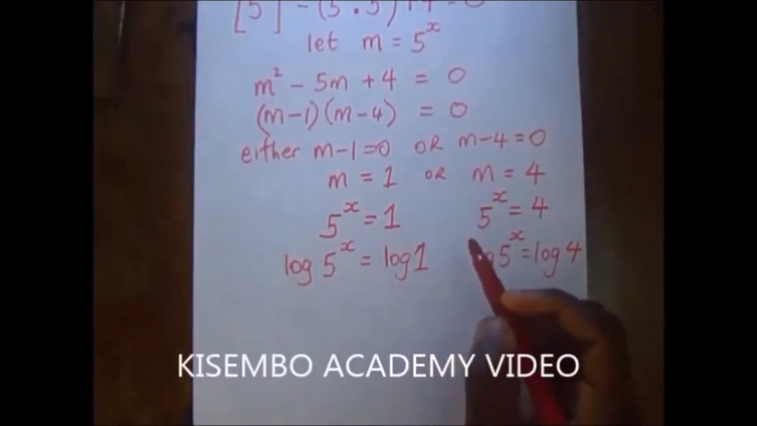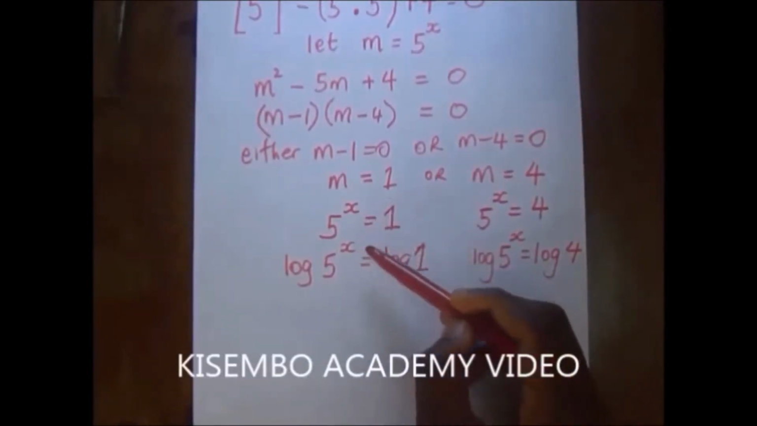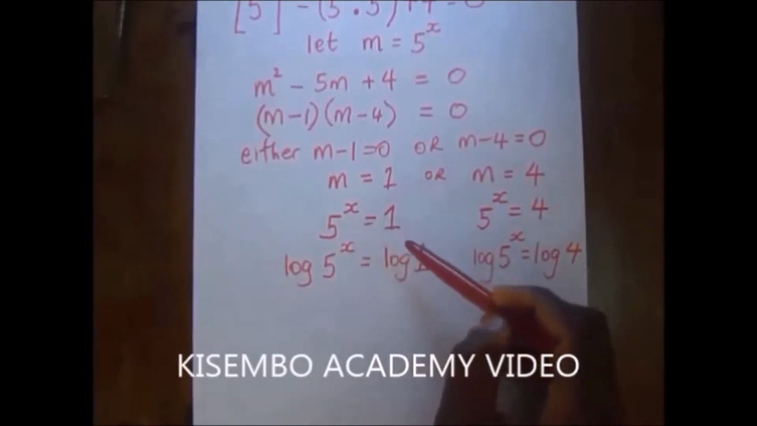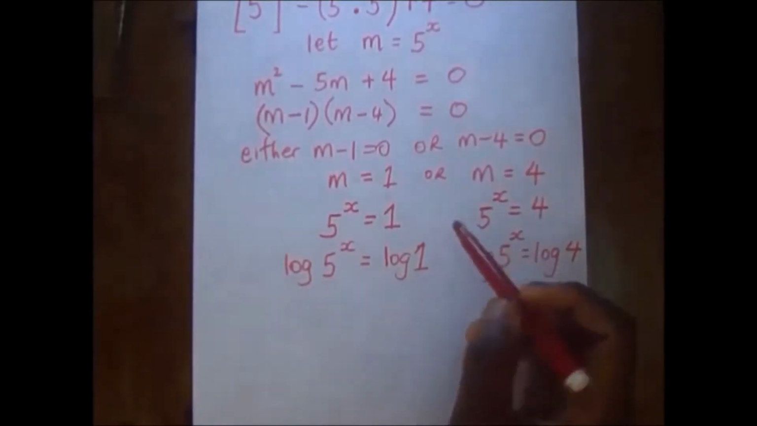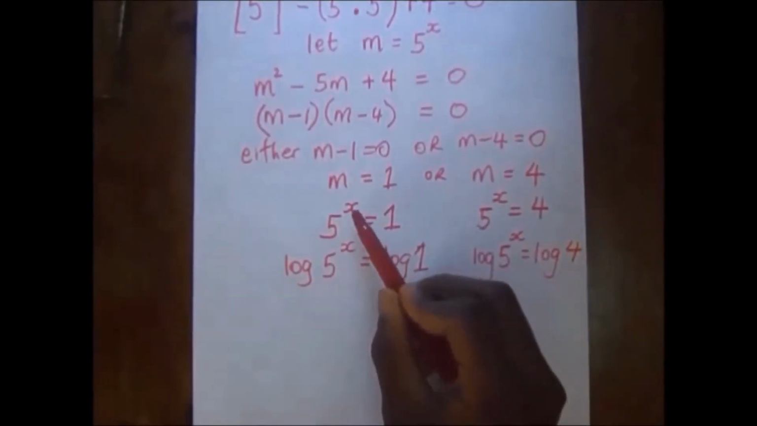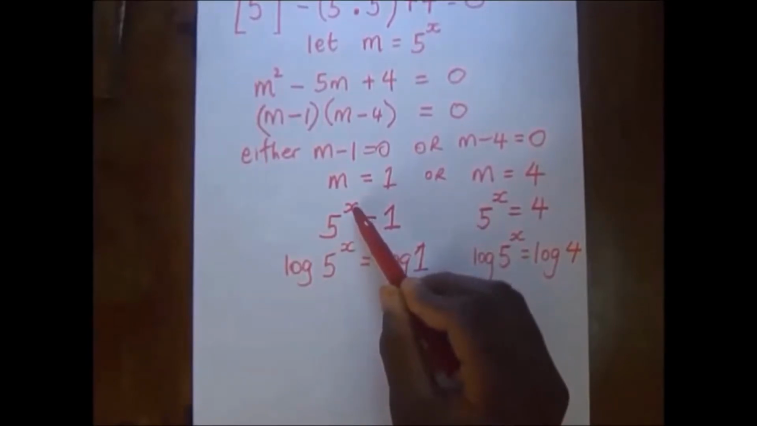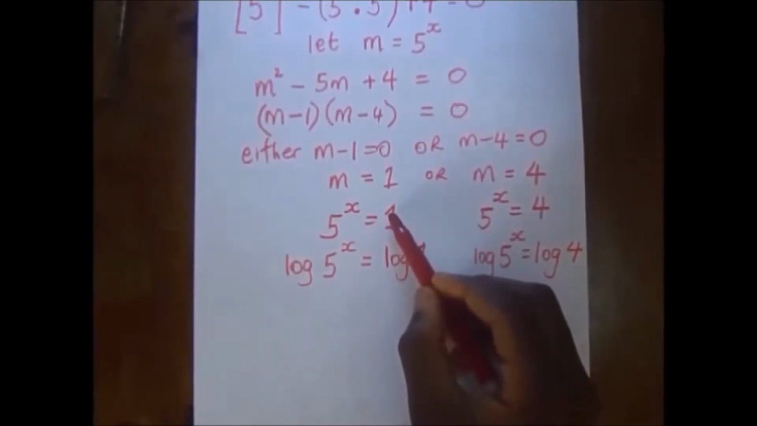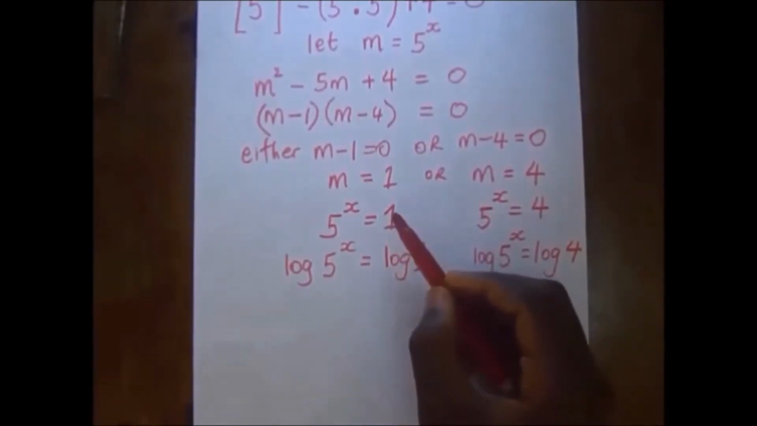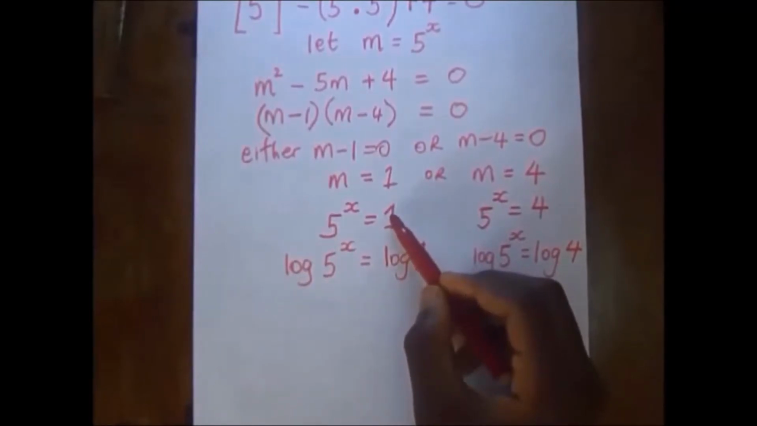Any number to the power 0 is always equal to 1. So it means that here, if 5 to the power x is equal to 1, we know that this 1 can be expressed as any number to the power 0 is equal to 1.